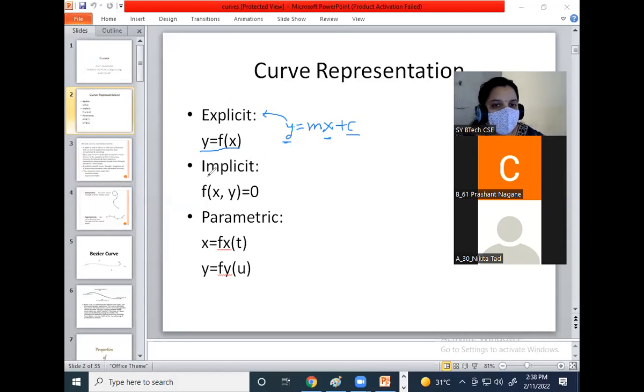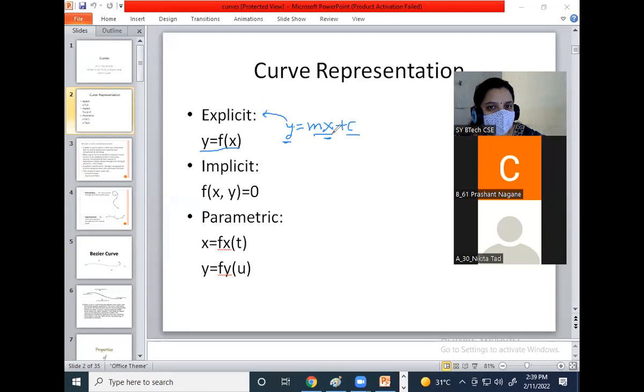Similarly, the second type of representation is implicit representation. Implicit representation follows this particular pattern: f of x comma y equal to 0. Can you tell me any expression in which you are taking the benefit of two parameters?